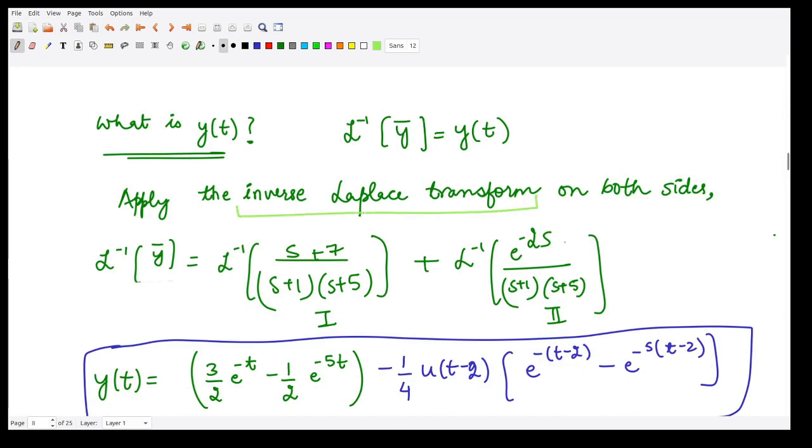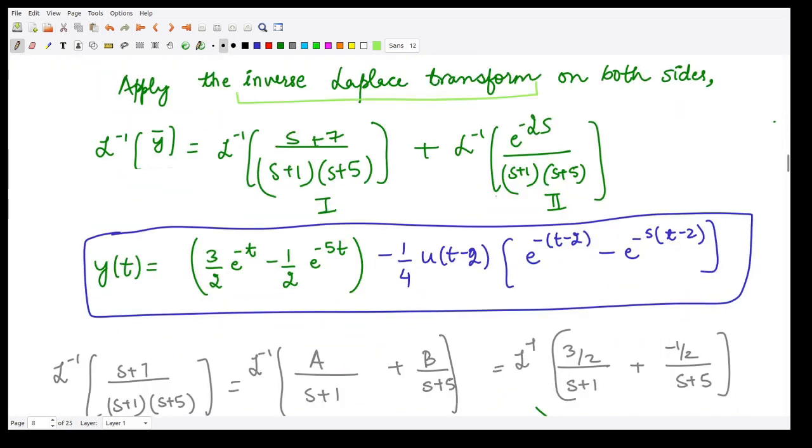Once you apply this, it comes out to be (3/2) e^(-t) - (1/2) e^(-5t) - (1/4) u(t - 2) times these functions, where this u is the unit step function displaced by 2 units to the right. Now how do you end up from this to this expression? So this is the question, how?